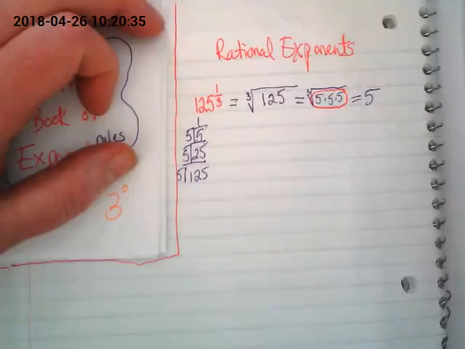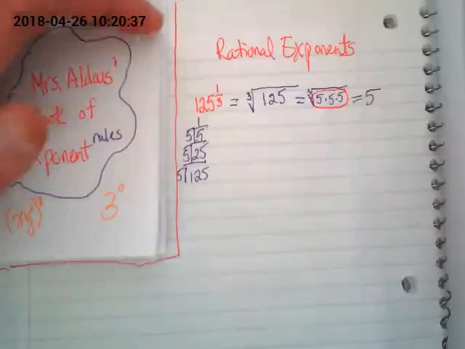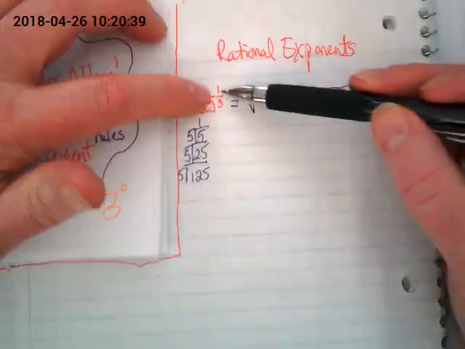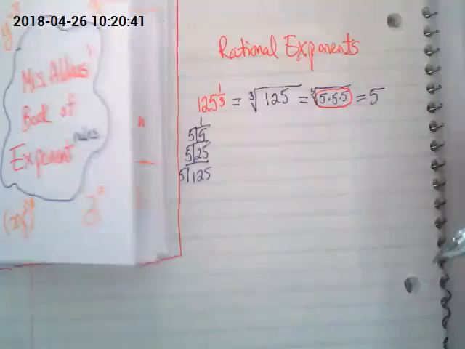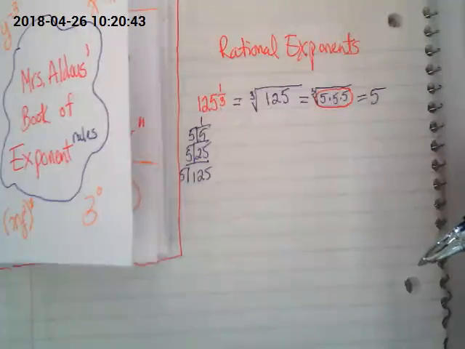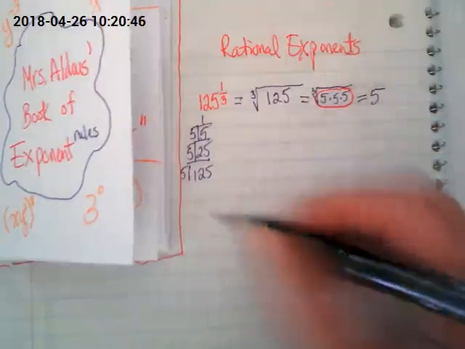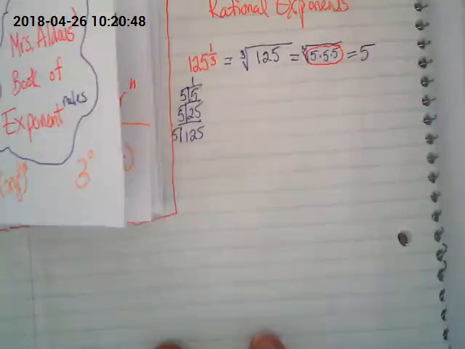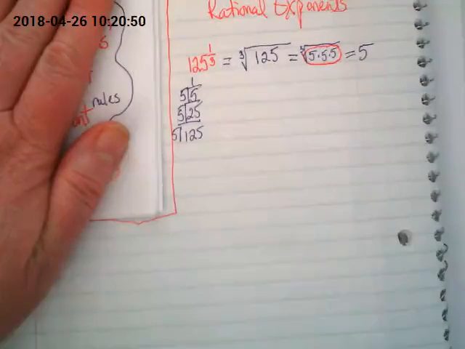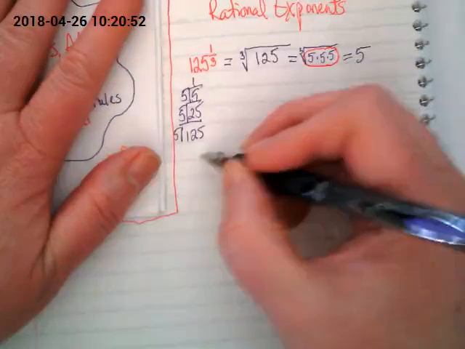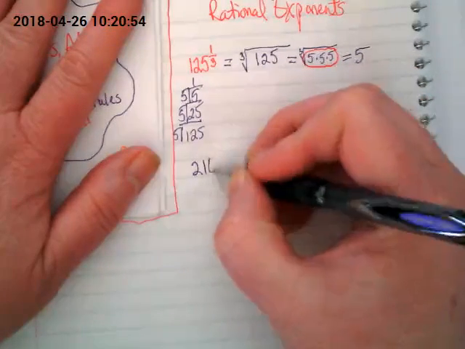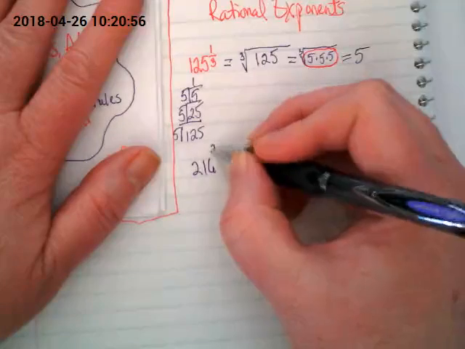What happens, and this was a question you guys asked me on whatever day we did this, what happens if this isn't a 1? Well, we're going to do an example like it. How about if we do 216 to the 2/3?